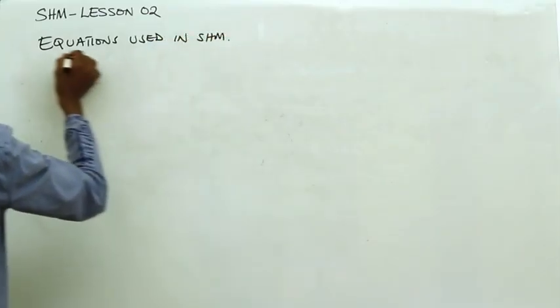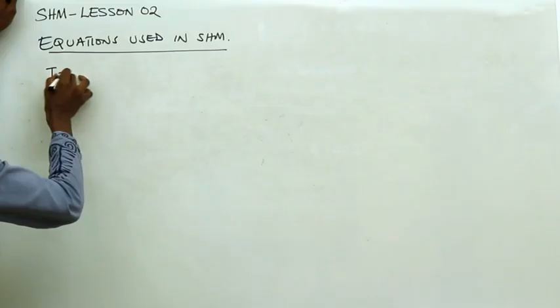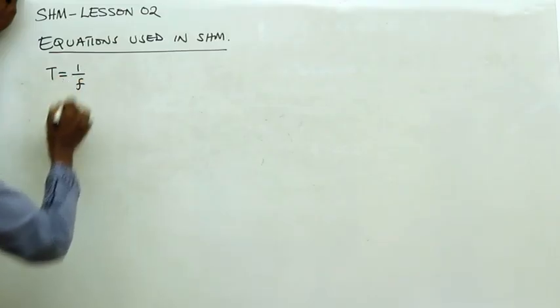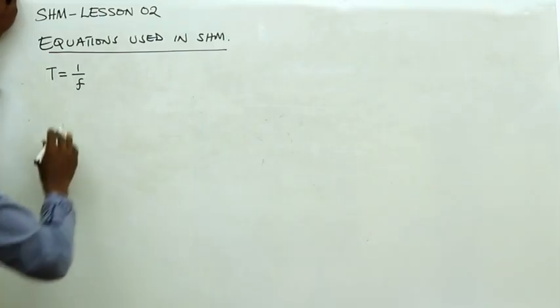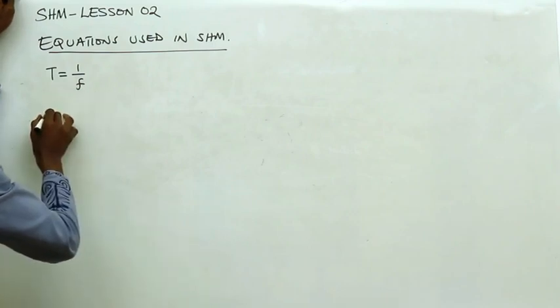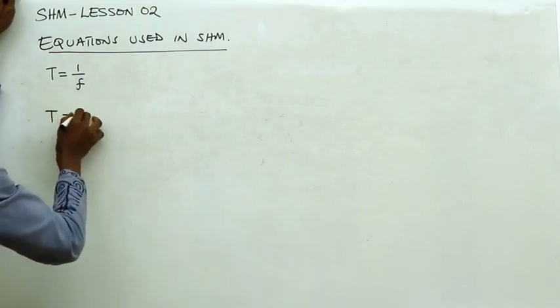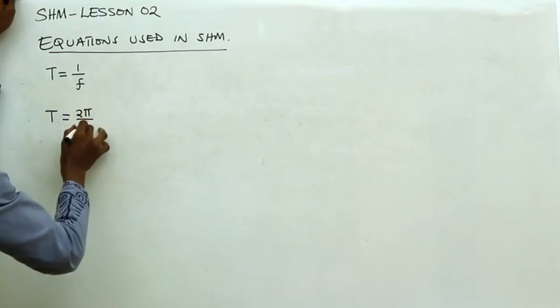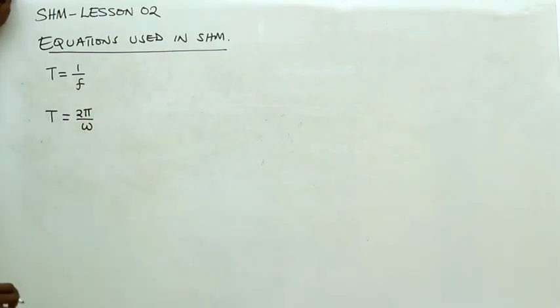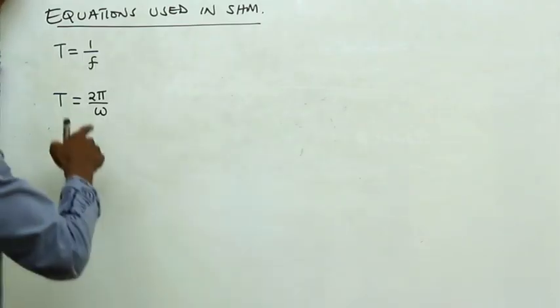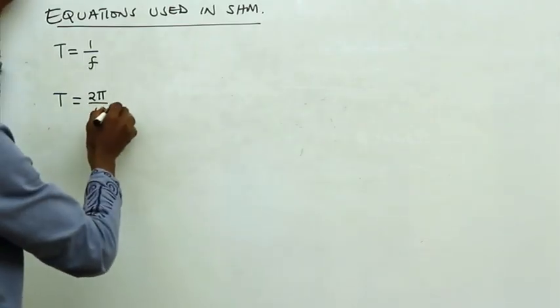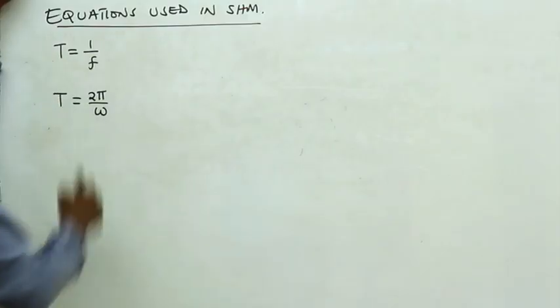In simple harmonic motion, start with the basic ones. There is this relationship between period and the frequency. That is very easy. You know how it comes about. T is equal to 1 over f. On the other hand, you should also recall that period can be written as 2 pi over omega. How do I get 2 pi over omega?